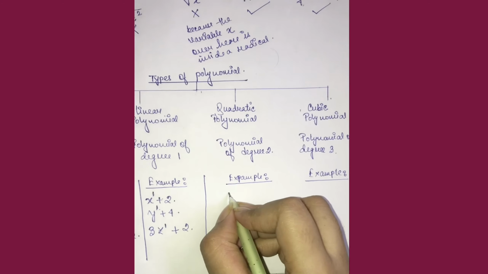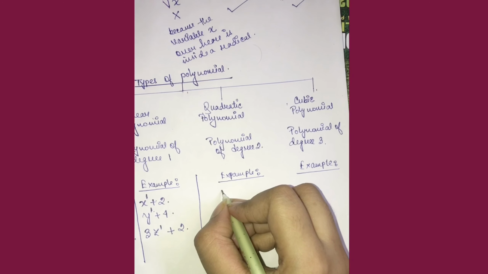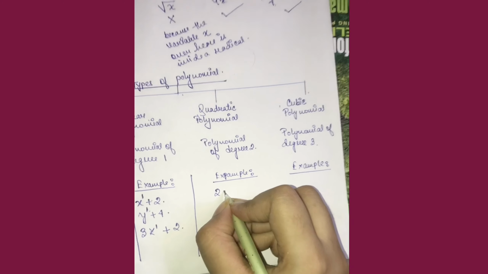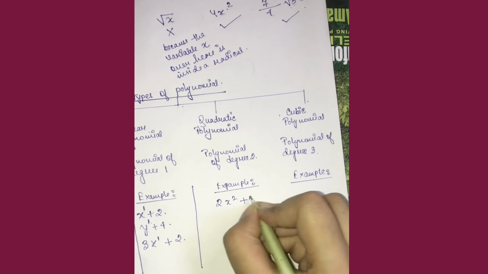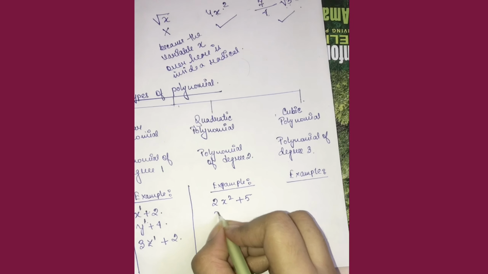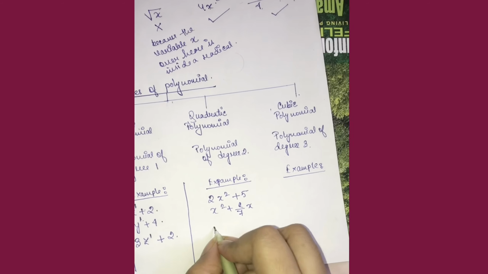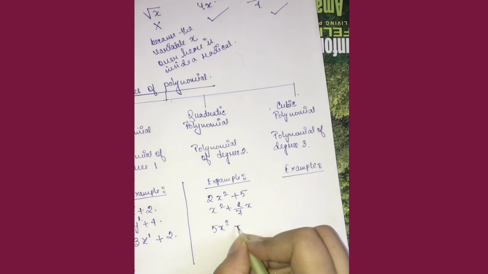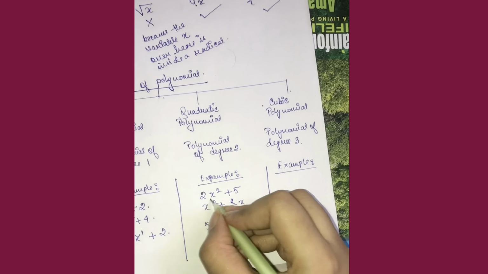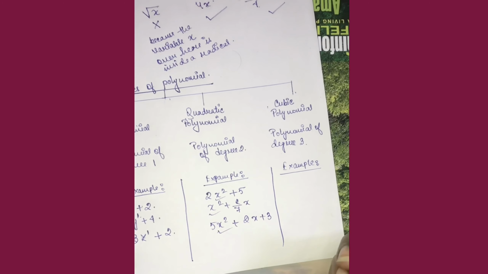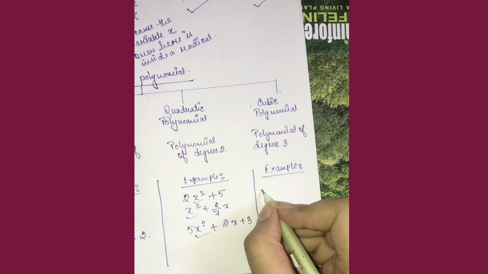Now the next is the quadratic polynomial. Here the degree of the polynomial is 2. Example: 2x squared plus 5. Then x squared plus 2 by 7x. Then 5x squared plus 2x plus 3. See, all the variables contain a power of degree 2.